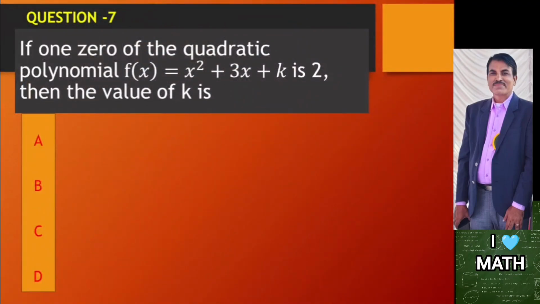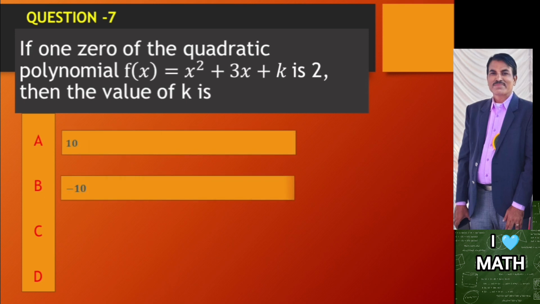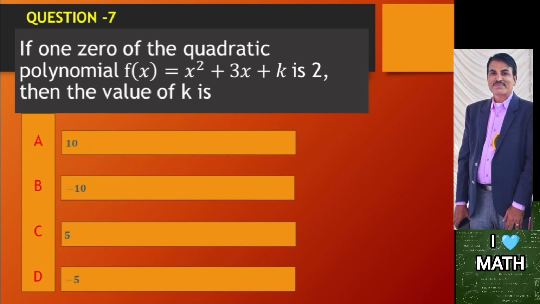If one zero of the quadratic polynomial f of x equal to x square plus 3x plus k is 2, then the value of k is 10, minus 10, 5 or minus 5. Remember, one zero of the quadratic polynomial is 2. You need to find the value of k. Here is the question number 8.